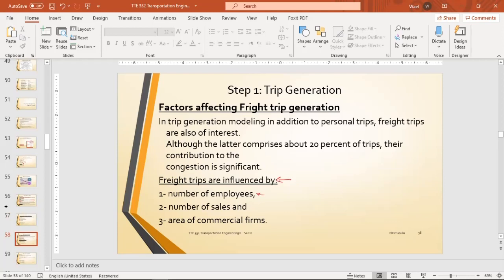Number of employees, okay. يعني if we are talking about industrial complex, مدينة صناعية, okay, number of employees determines the number, يعني عدد العمال اللي شغالين في المصنع هو هيحدد كمية الشاحنات اللي هتيجي والمادة الخام اللي هتوصلني. واضح؟ Number of sales, okay, area of commercial firms. If we are talking about a shopping center or something, the larger the shopping center, the more freight trips it will generate.